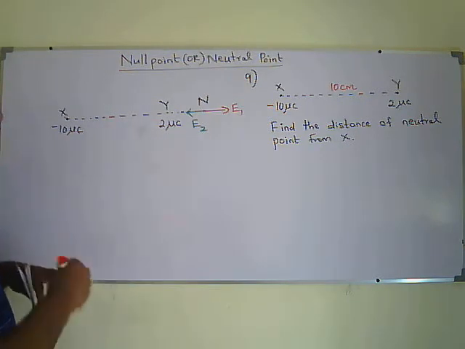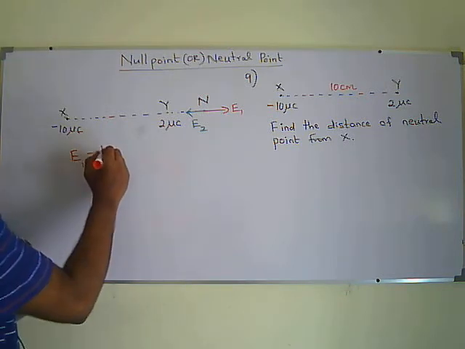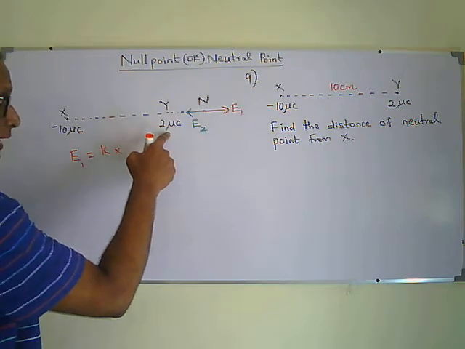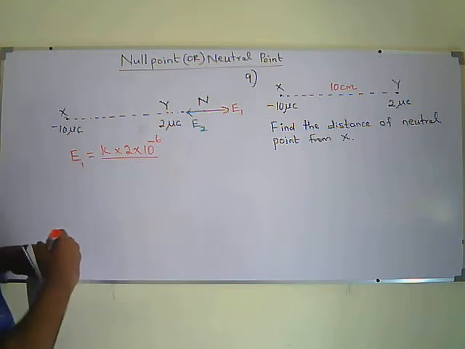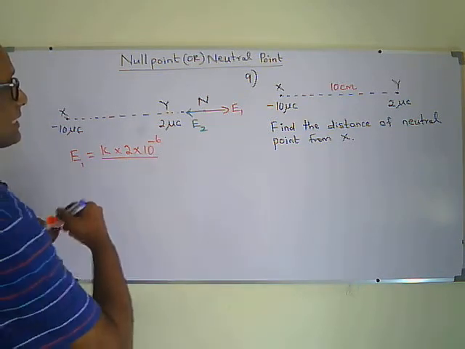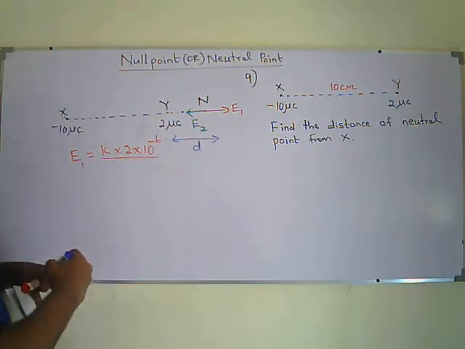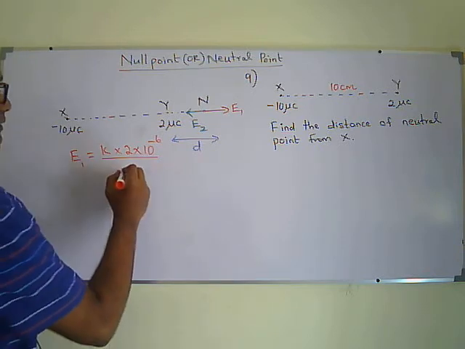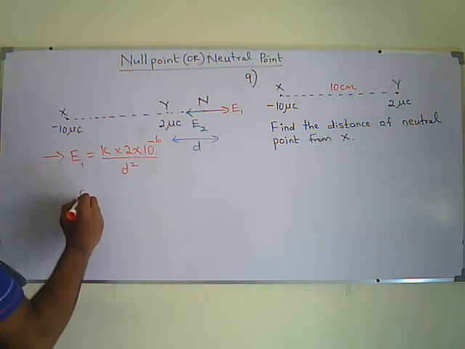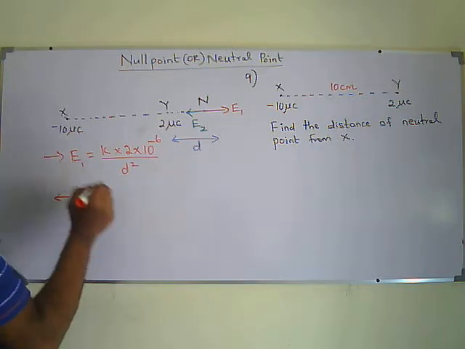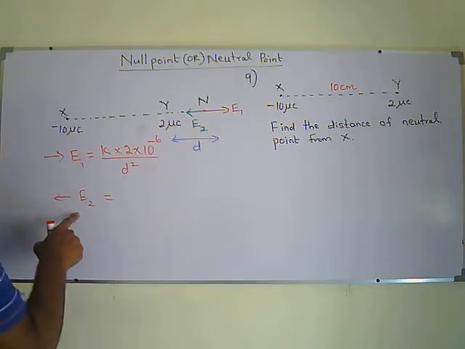We'll see. If I say E1 will be equal to KQ over R square, K times Q. I said this is due to 2 microcoulomb, so 2 into 10 to the power minus 6 over R square. The distance of the neutral point from Y, I'll take it as D. So that will be KQ over D squared. Now E1 is towards right. E2 will be towards left, that is the electric field strength due to negative 10 microcoulomb. So the direction of E2 is towards left.